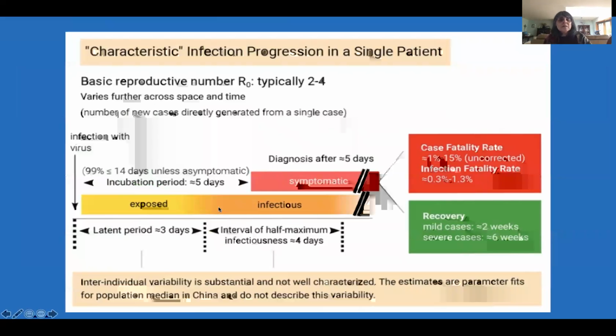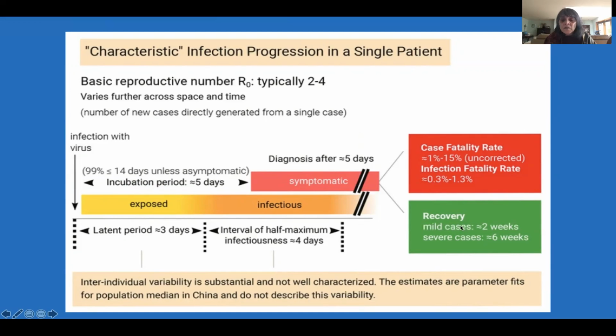And then here are the characteristics of an infection in a single patient. So there's a latency period of about 3 days before you see symptoms. And usually diagnosis can happen after about 5 days. That's when the patient feels sick enough to go in.